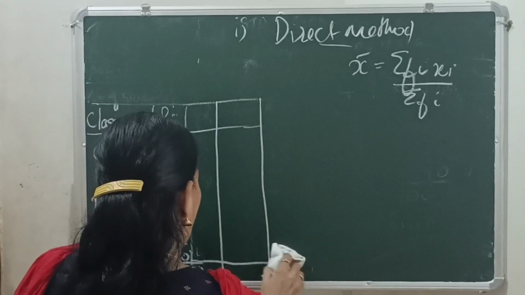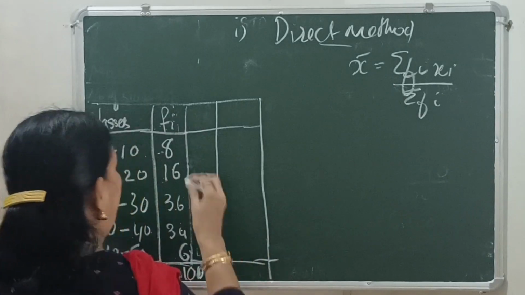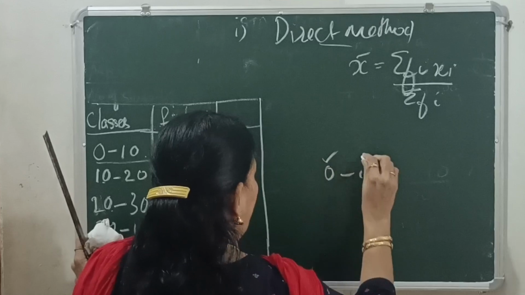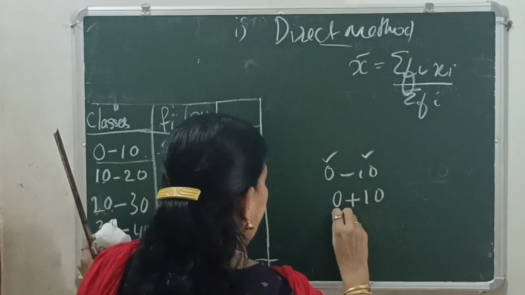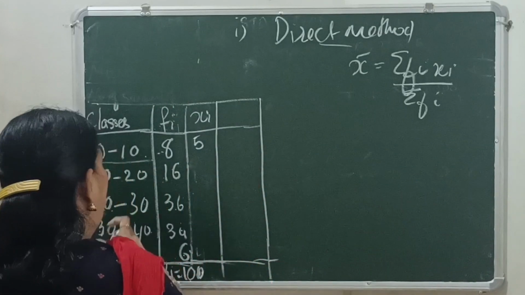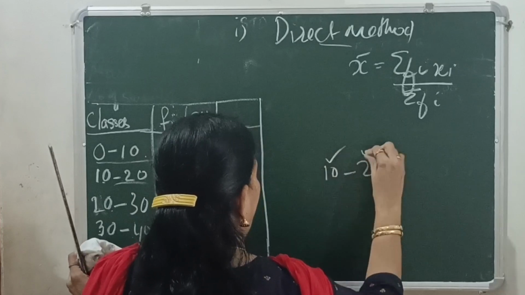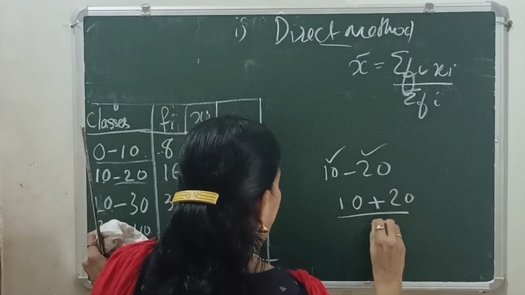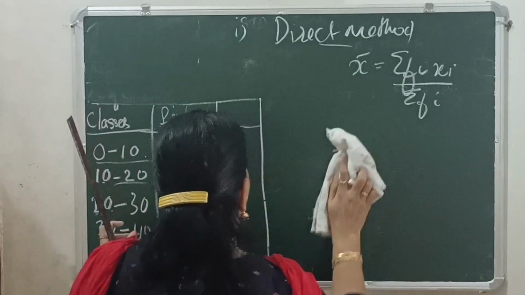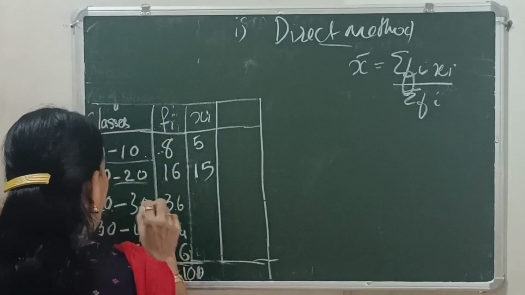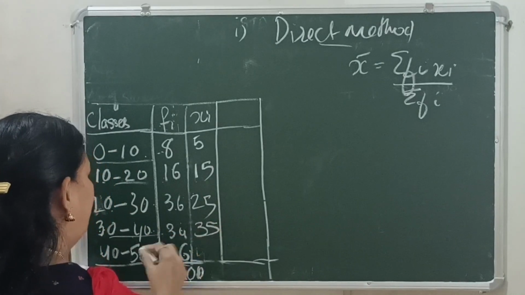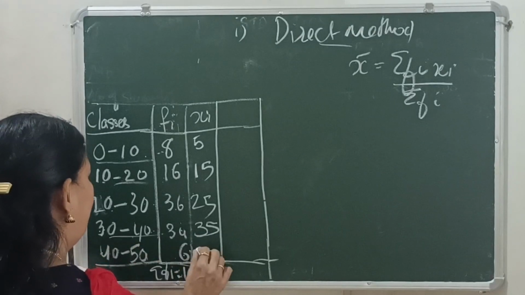For finding the xi value, first take the first class interval 0 to 10, lower limit 0, upper limit 10, 0 plus 10 divided by 2, that is 10 by 2 equal to 5. The first xi value is 5. Next class is 10 to 20, lower limit plus upper limit divided by 2: 10 plus 20 divided by 2, that is 30 by 2 equal to 15. Next xi value is 15. Then 20 plus 30, 50 by 2, that is 25. 30 plus 40, 70 by 2, that is 35. 40 plus 50, 90 divided by 2, that is 45.